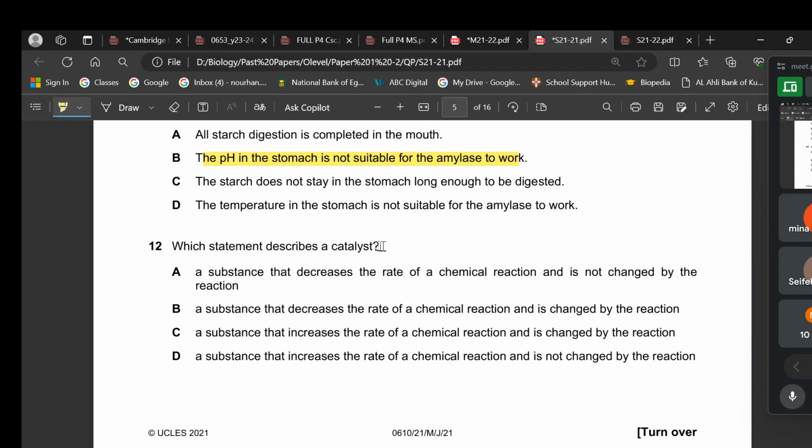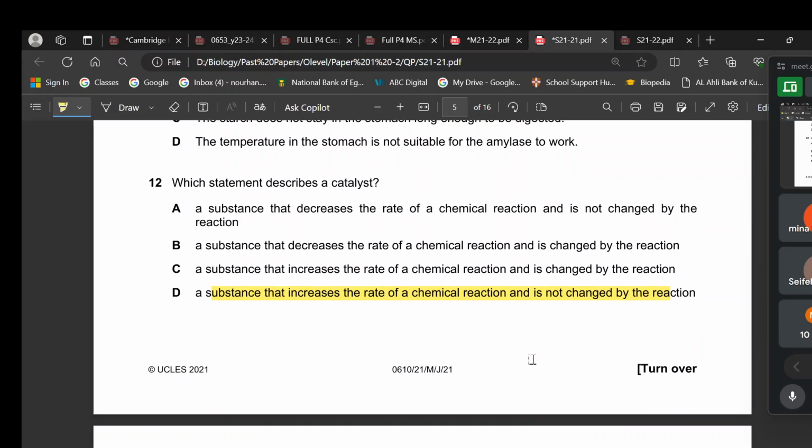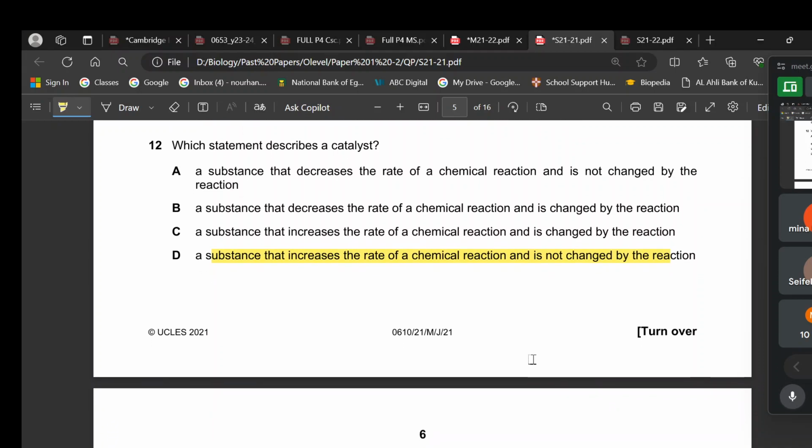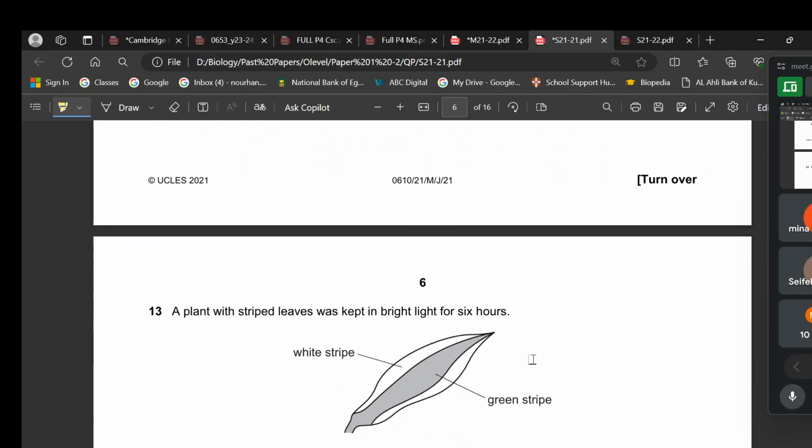Okay. What is the statement that describes the word catalyst? Substance that decreases the rate. No, without completing the reading, these two are wrong. Substance that increases the rate of chemical reaction and it is changed by the reaction? No, it increases the rate and it is not changed by the reaction.